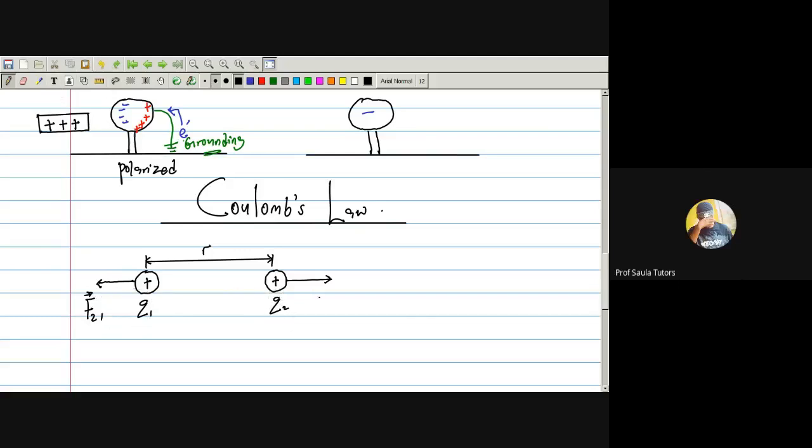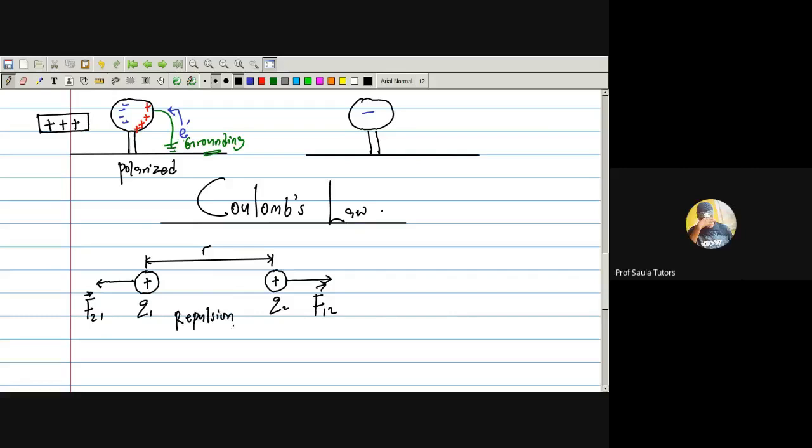Also, if you look at this line, it's a force of repulsion created by this charge 1. Therefore, I'll write this one as F12. That was the force of charge Q1 on charge Q2. And this is a force of repulsion.